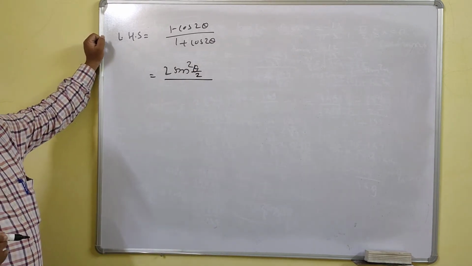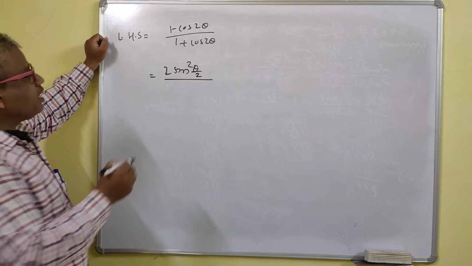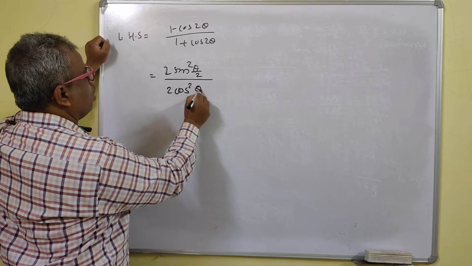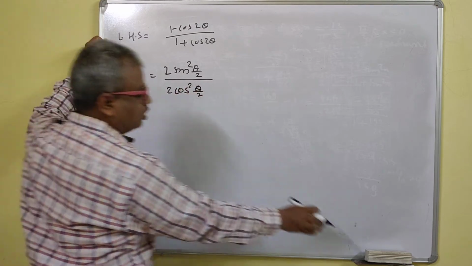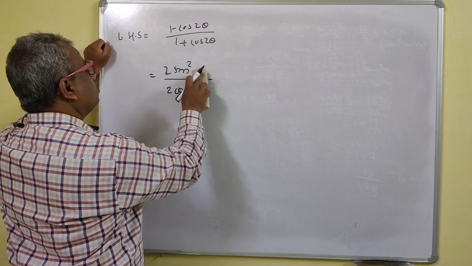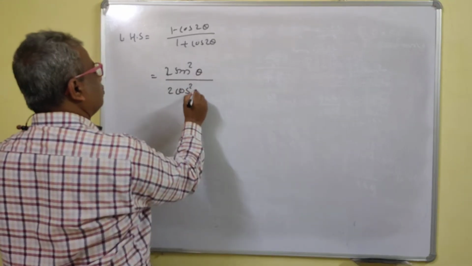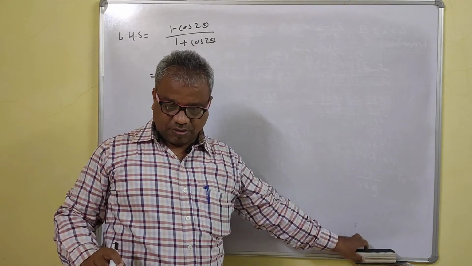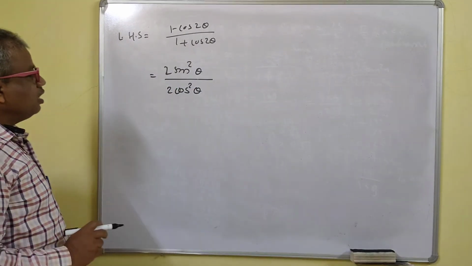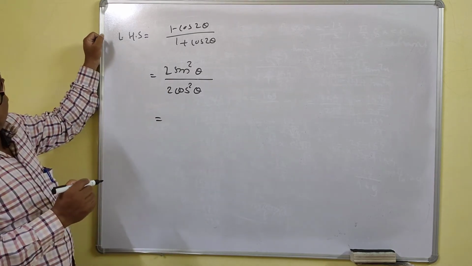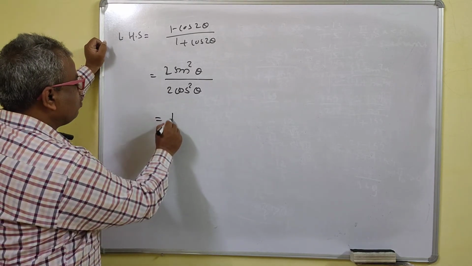If 1 plus cos is there, always write 2 cos square. Whatever the angle, take its half. This is 2 theta, so this will be theta now, not theta by 2, because there is 2 theta and half of that one will be theta now. Now 2 gets cancelled. So sine square theta upon cos square theta. This will be your tan square theta.